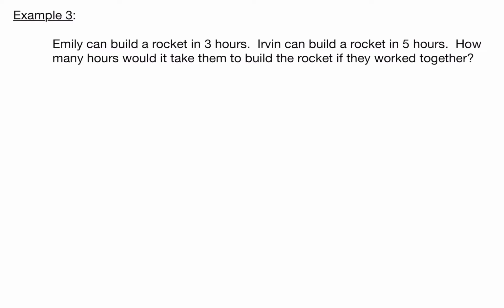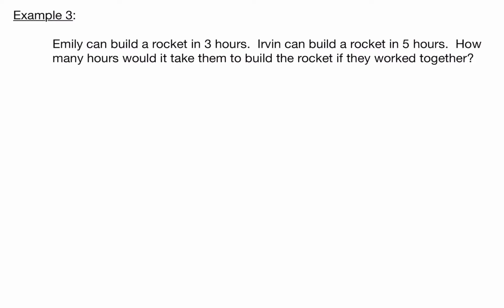Here we have a scenario that's very common, and you will encounter these types of problems somewhat frequently. Emily can build a rocket in 3 hours, and Irvin can build a rocket in 5 hours. How many hours would it take them to build the rocket if they work together?